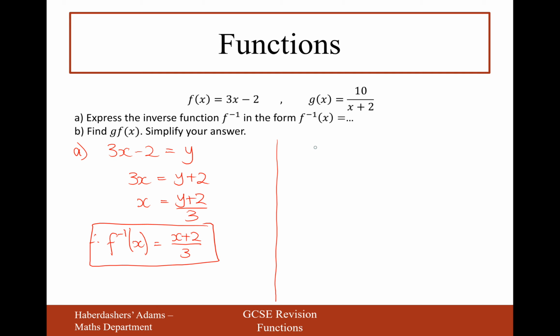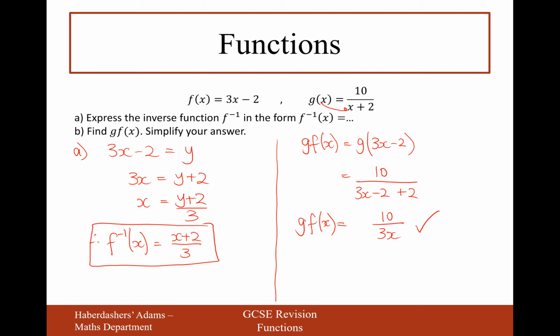Find gf of x, simplify your answer. So gf of x, remember the first function we do here is the f function. So it's going to be g of the f function first, that's 3x minus 2. And then we put this value into the x position in the g function. So it's going to be 10 over 3x minus 2 and then plus 2 afterwards. So in actual fact, this is going to simplify to 10 over 3x. And that's the function for gf of x.